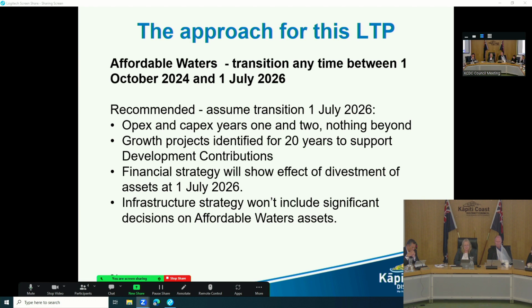If you think about an infrastructure strategy, that's what it's all about. What are the significant decisions that we will make? We won't be making those decisions. We won't be silent on Three Waters. We'll have to talk through the story of transition, but we won't be listing any major pieces of work that we'll have to make decisions on.